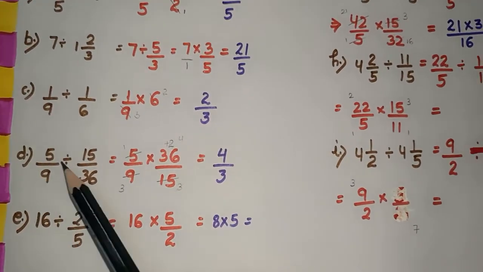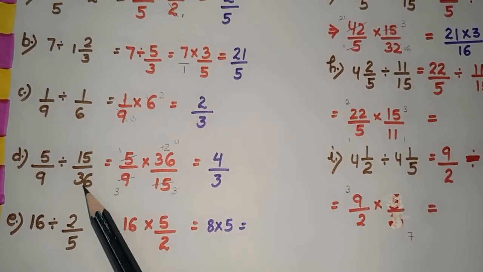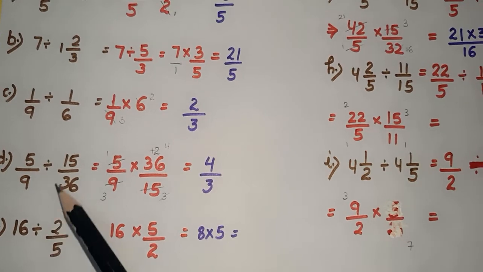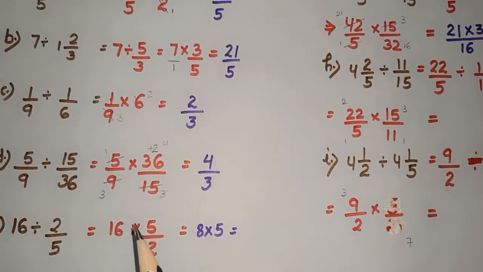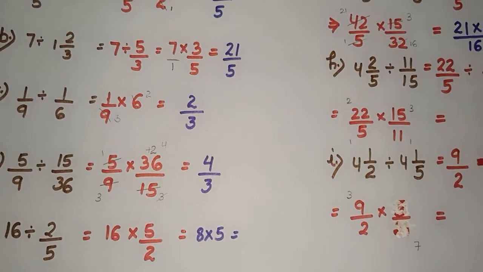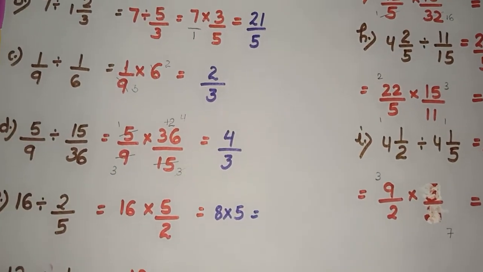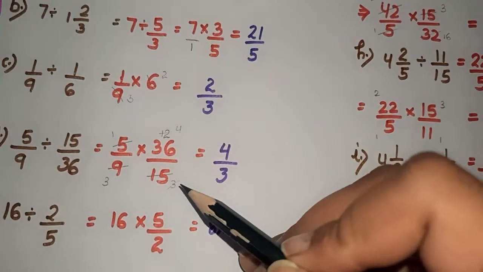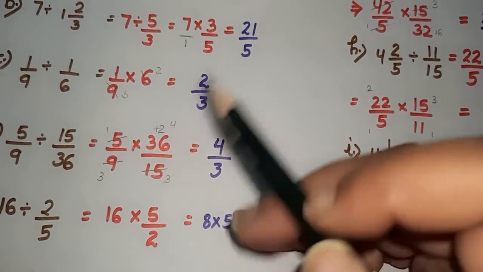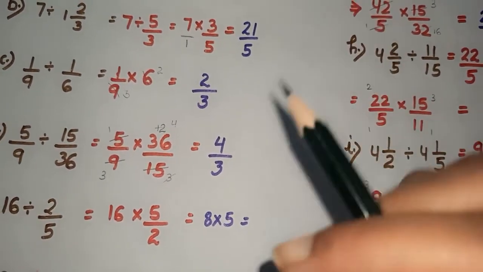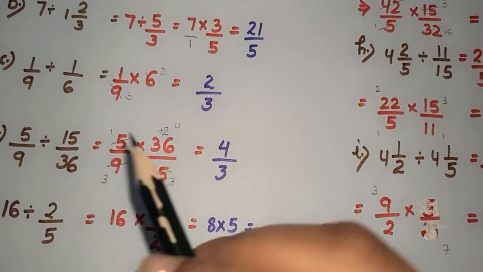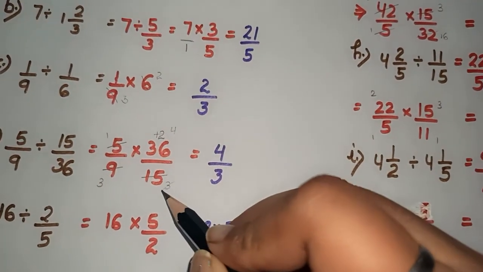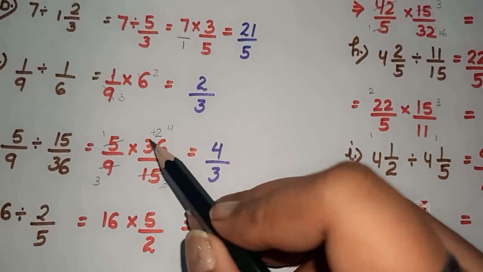Now D part, 5 upon 9 divided by 15 upon 36. I have written down the first fraction as it is and the second fraction I have reciprocated, 36 upon 15, and I have changed the sign as well. Now see, we need to check whether our numerators and denominators are divisible or not. Yes, they are. 5 ones are 5, 5 threes are 15. Now see, we can divide 36 by this 3.